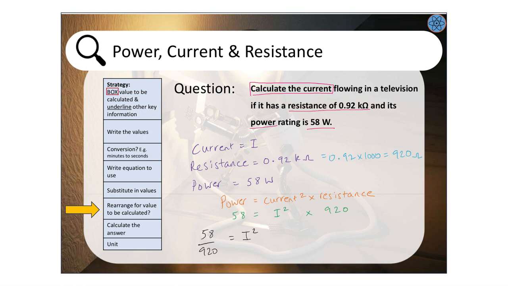Then we need to check to rearrange. So we want a value for I squared equals, so that's 58 divided by that 920. And then we need to calculate the answer. However, we've still got it in terms of current squared, or I squared, which equals 0.06. We need to get I by itself. So to remove the squared term, we need to square root. So the square root of 0.06 gives us a value of 0.24 for the current. And as ever, we need a unit. So it's current, and that's measured in amperes or amps, capital A.